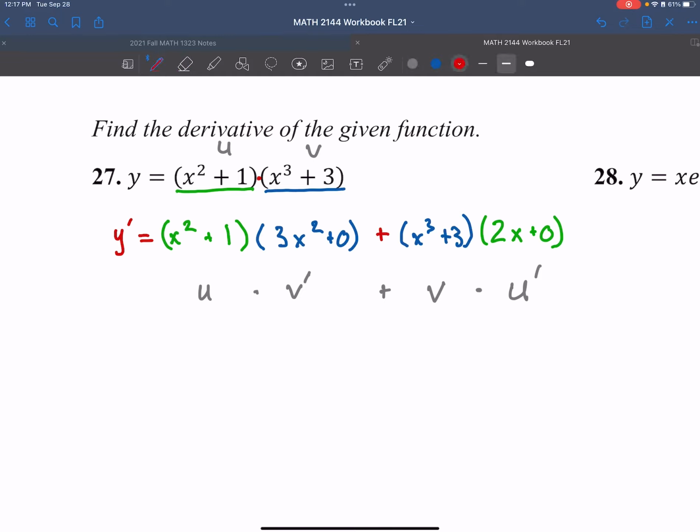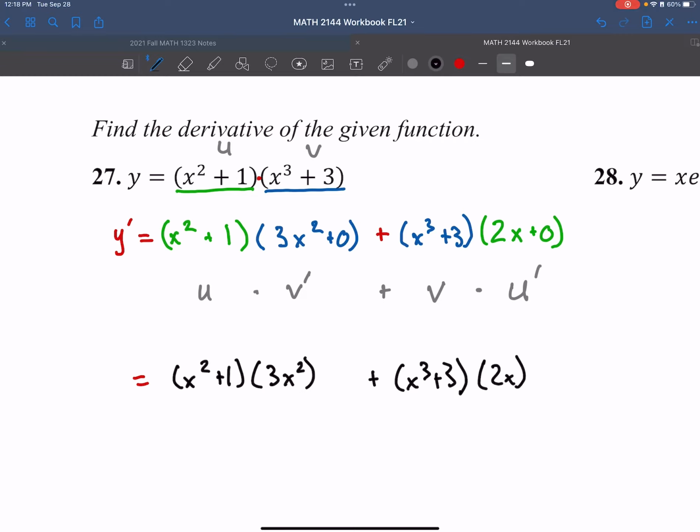So just to finish this out, I'd recommend simplifying this. I'm going to write this all in one color now. So this is going to be x squared plus 1 times 3x squared plus x cubed plus 3 times 2x. You will want to simplify this, that is to say multiply things together, because while we're not doing it here, the future thought is we're going to need to figure out where there are horizontal tangents, or find where there is a certain change that allows us to optimize a certain object.